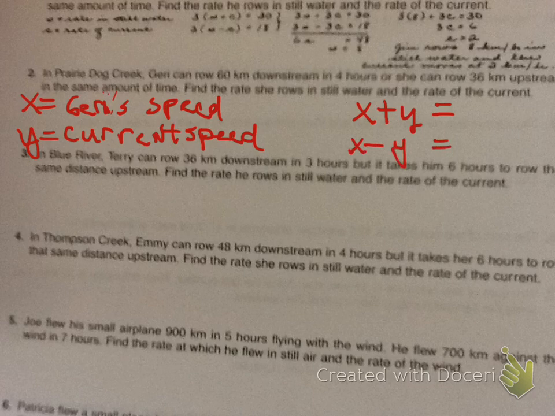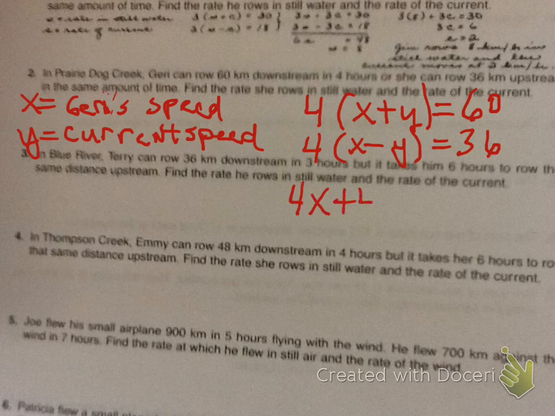Now, how long and how far did it take her? Time was 4. She was there for 4 hours, and she went, say, 60 kilometers. On the other one, when she was going against the current, she traveled 36 kilometers, so that's equal to 36. And it still took her the same amount of time, 4 hours. Then you could distribute, and you would have 4x plus 4y equals 60, and 4x minus 4y equals 36. And that is where you could set it up, put it in your matrices, and solve.